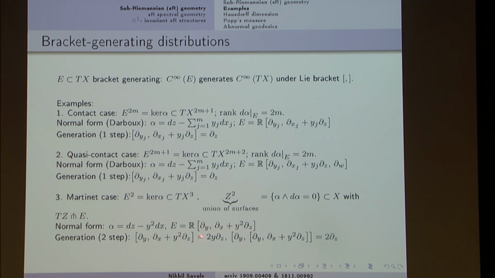So with the first bracket, you have a y dz that's still not generating the missing direction along y equals 0, but you can generate it by the second bracket. You can just take one more bracket to get rid of that y. So it's still bracket generating, this Martinet case, and this example will play a fundamental role later.